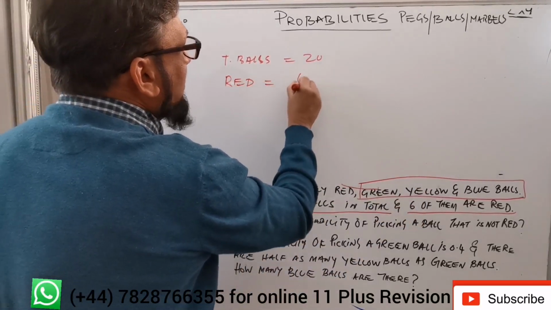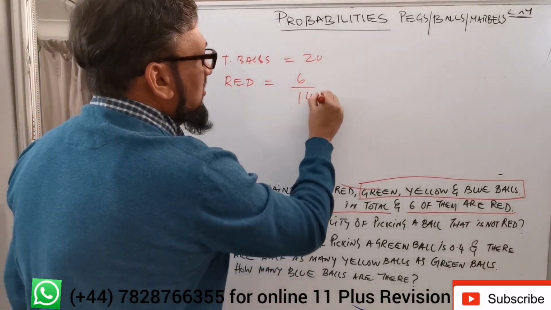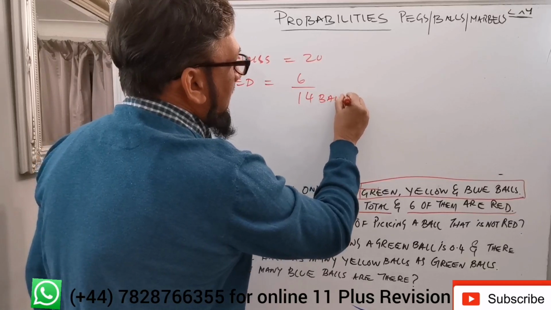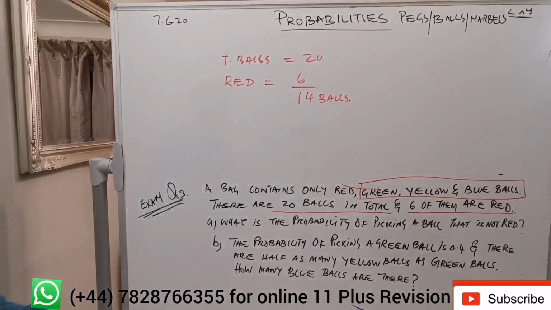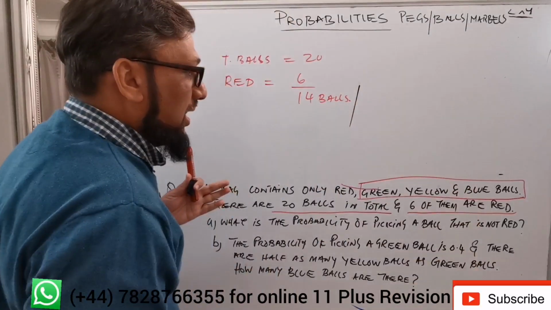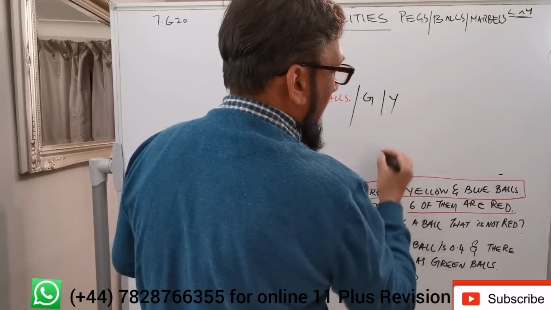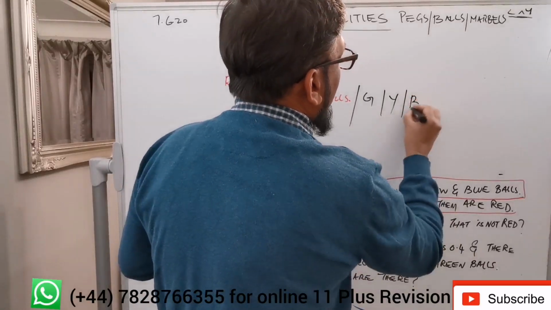So the red are 6. So the remaining will be 14 balls, which comprise about, we don't know the number, okay? Green, yellow and blue.